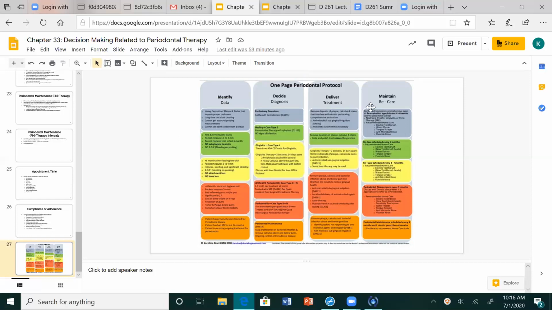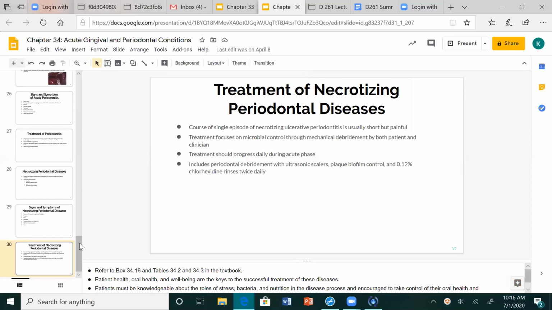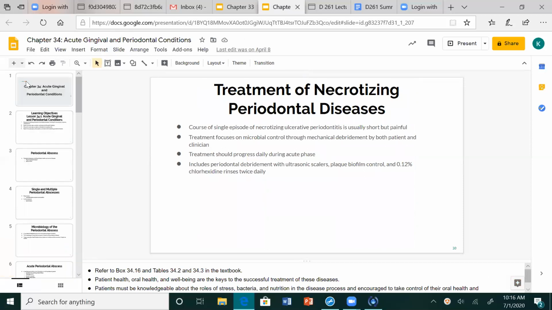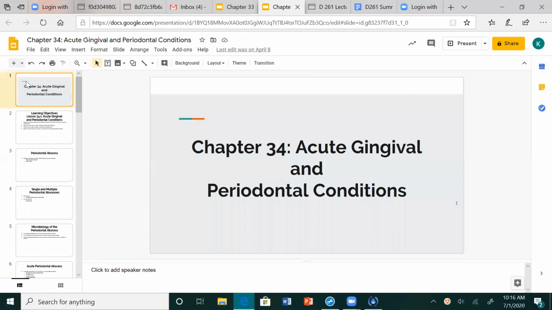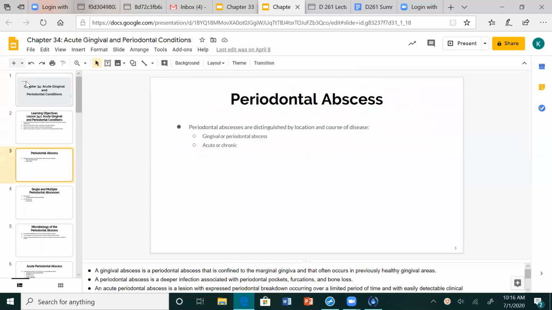Okay, we're going to head on to chapter 34, which is acute gingival and periodontal conditions. This is all review from perio, so I'm going to kind of fly through this one. Periodontal abscesses. So these are distinguished by location and course of disease. So it's different than a periapical abscess, okay?